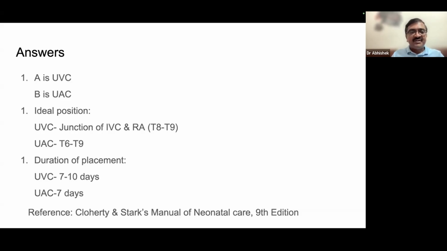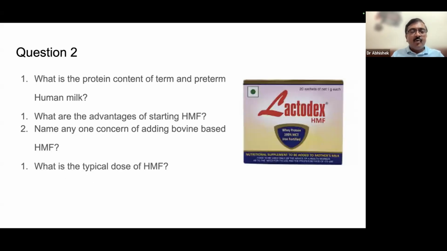Okay. Let's move to the second question. What is the protein content of term and preterm human milk? Term 0.9 to 1.1, preterm 1.6, and 1. Most of you are answering right. What are the advantages of starting HMF?